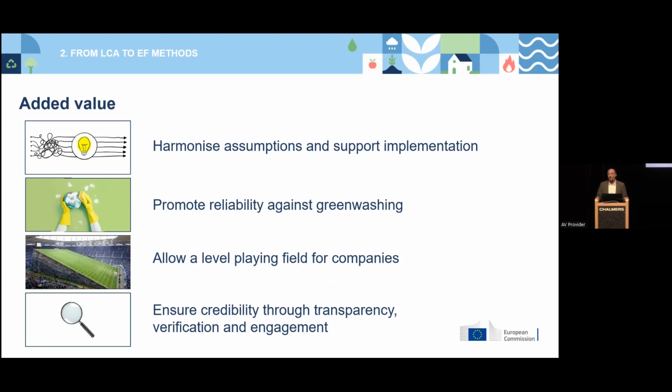And last but not least, it also has an element of transparency and engagement with the key stakeholders, and the possibility to verify the information that is provided with the PEF and OEF, and this adds credibility to the tool.